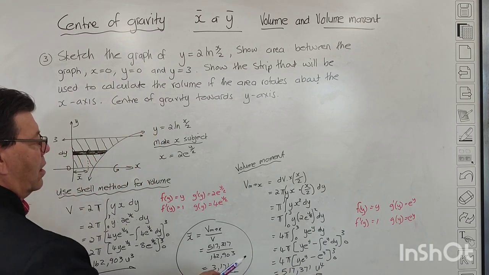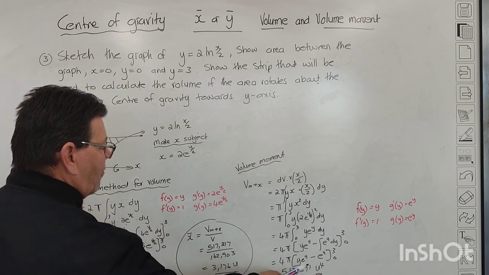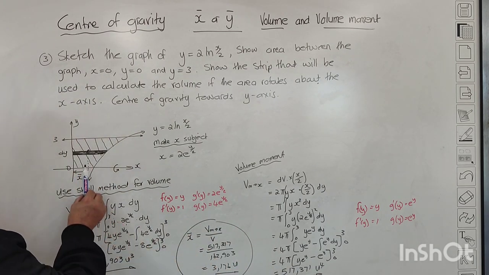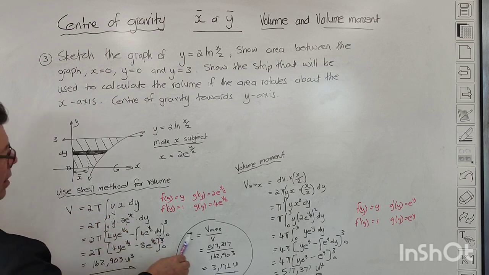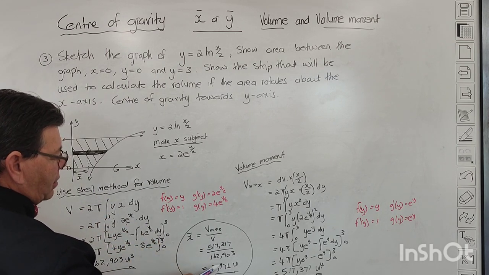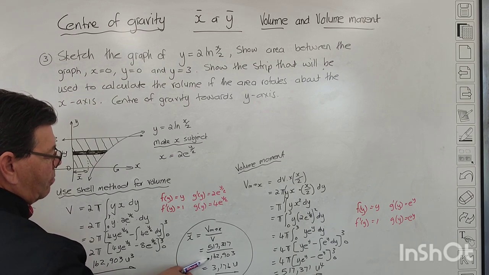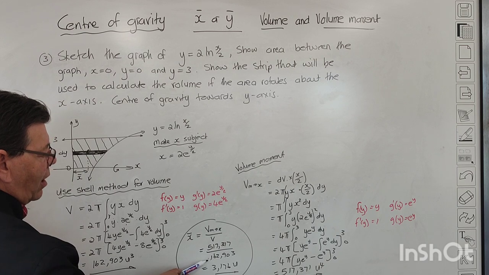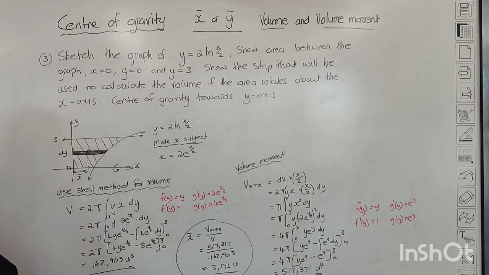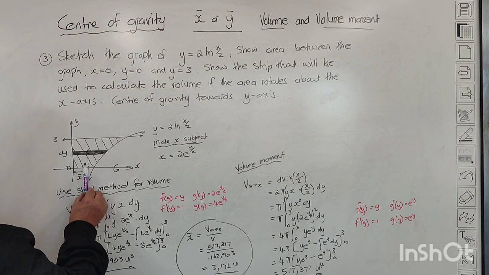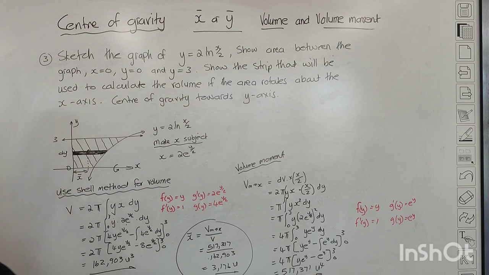517.371. So then I can use my volume and my volume moment to find the distance of that point to the y-axis. If I take the volume moment, 517.317, divide by the volume, 162.903, it gives me an answer of 3.176. I always make sure it falls into that range, and that looks more or less the same, 3.176 units. So there is my distance from my center of gravity towards the y-axis.